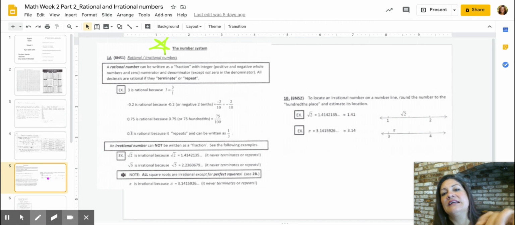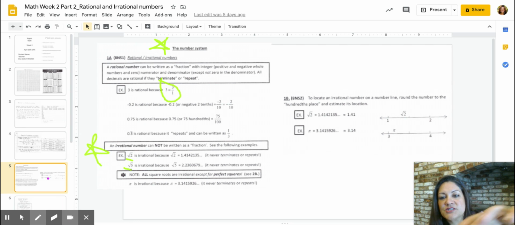Three is rational because 3 equals 3/1. Negative 2/10 is rational because negative 0.2 or negative 2/10 can be written as a ratio. 0.75, which is 75/100, is rational. 0.3 repeating is rational because it repeats. And so to put that as a fraction, it would be 1/3. And here, an irrational number cannot be written as a fraction. Here's a couple examples here. So square root of 2 and square root of 5, if you look at those, the decimal just continues on. It does not repeat and it does not end.